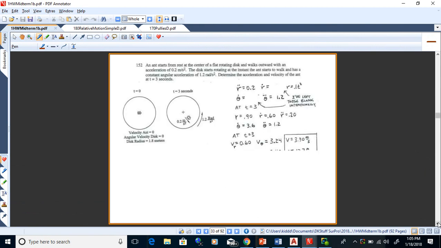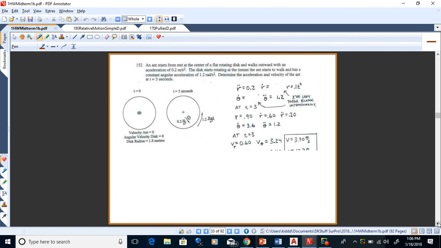Okay, so this is using polar coordinates here. It's a good system to use when you have non-circular motion. Spiral motion especially seems to work well with polar coordinates. You put the origin of the coordinate system at the center of the spiral and then measure out from there.